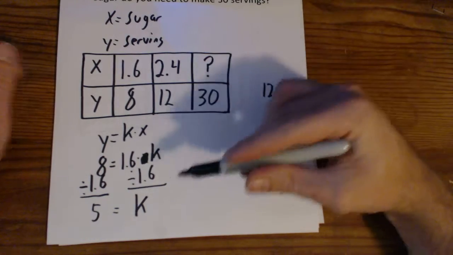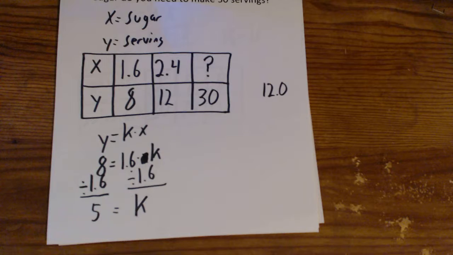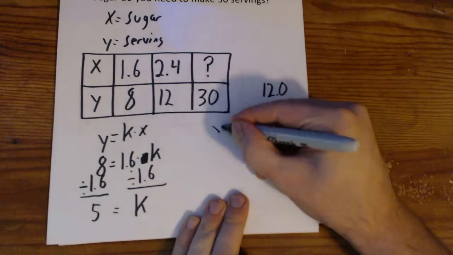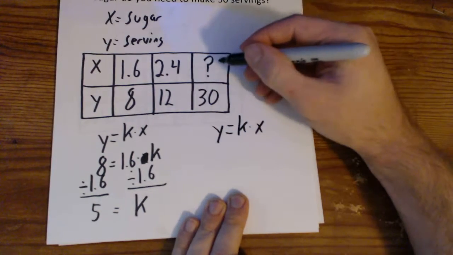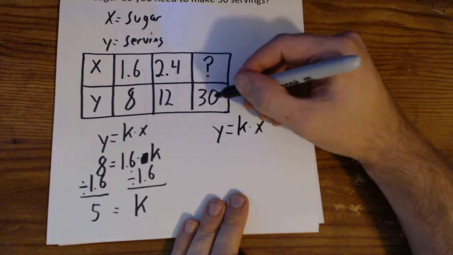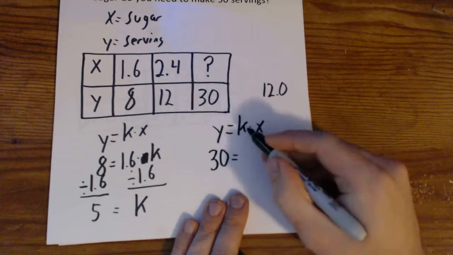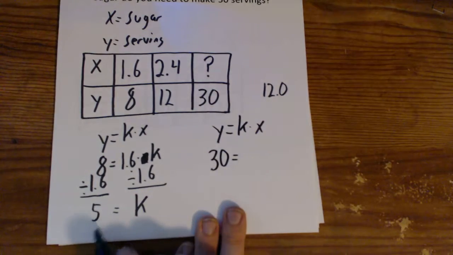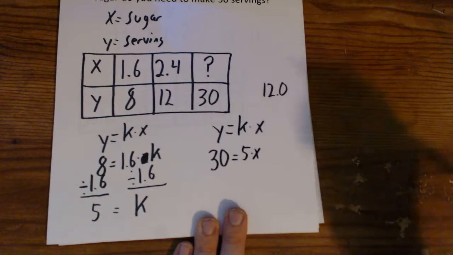How does this help us? We found k. Does that mean our answer is 5 here? No. Remember, we're looking for x. So if we set this up again, y equals k times x. Now we want to know what x is in this case. We know y is going to be 30. Let's plug that in. We know k is going to be 5, from right down here. And x is what we want to find out.